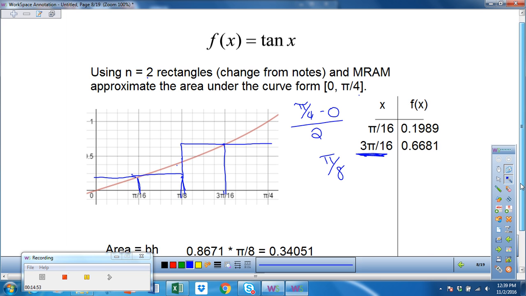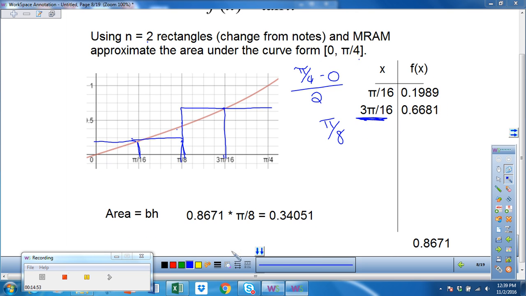Then once again, I add them up. And because my width was pi over 8, I multiply everything by pi over 8. I always multiply by whatever that width is.